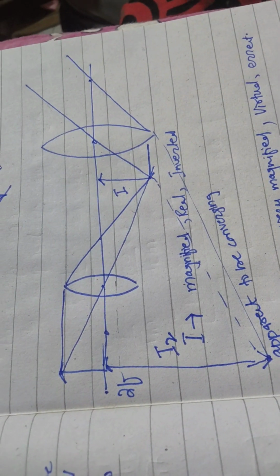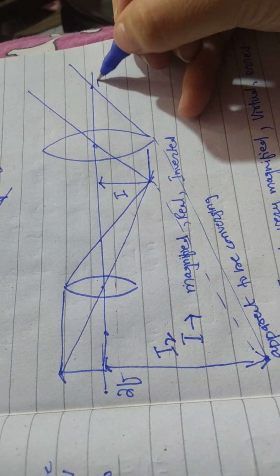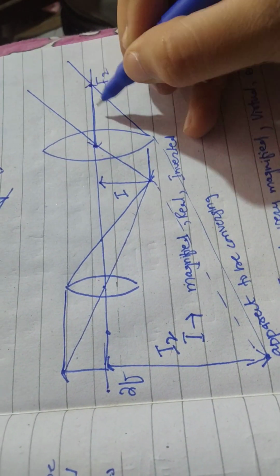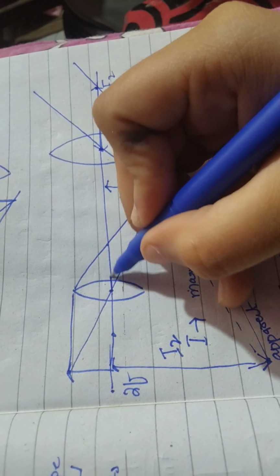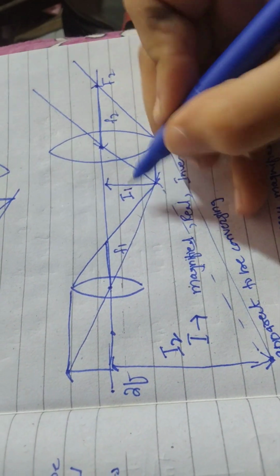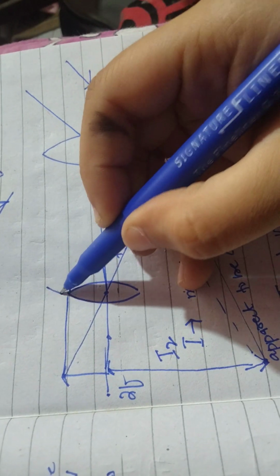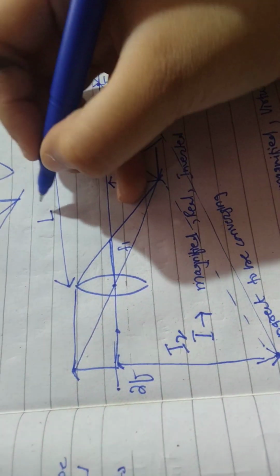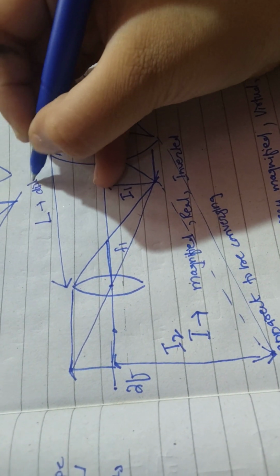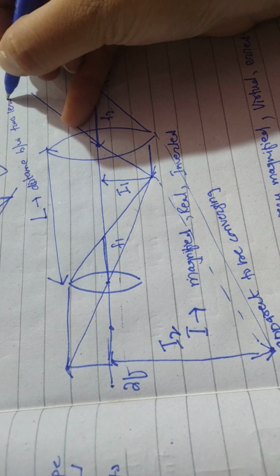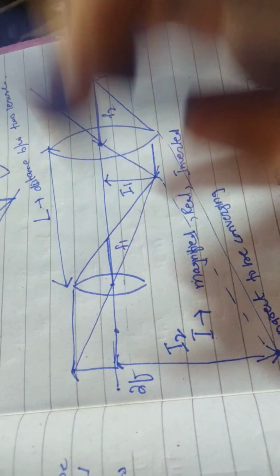Now as you can see over here, this is apparent to be converging. This is f2. This length from here to here is known as focal length of lens 2, and from here to here is known as focal length of lens 1. This is I1, this is I2, and the distance between two lenses is known as L, right?